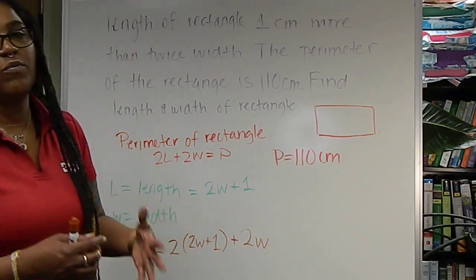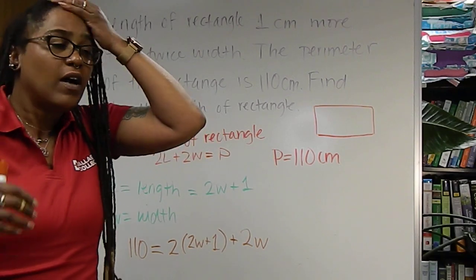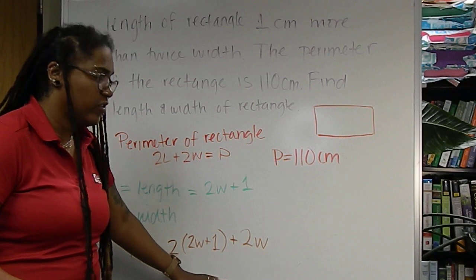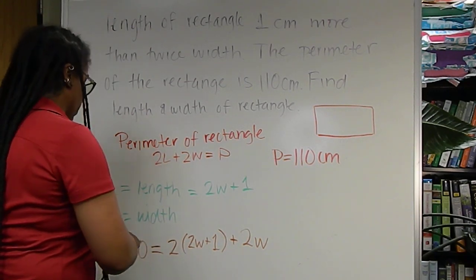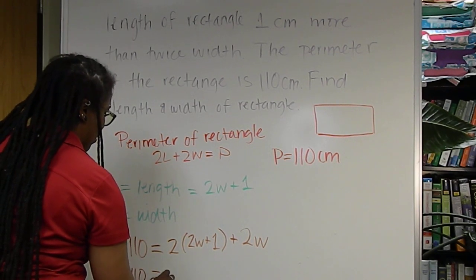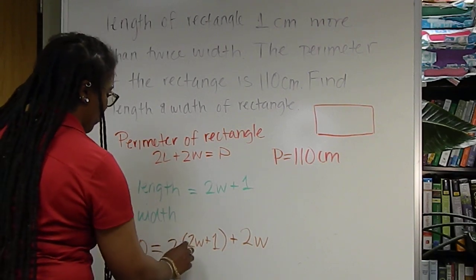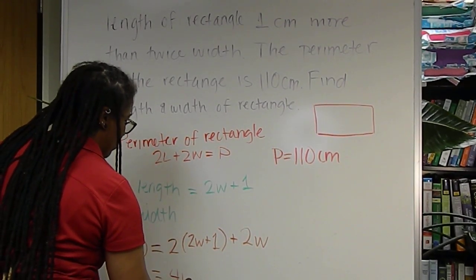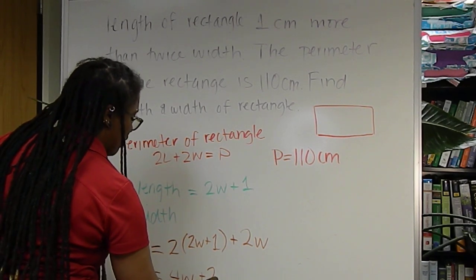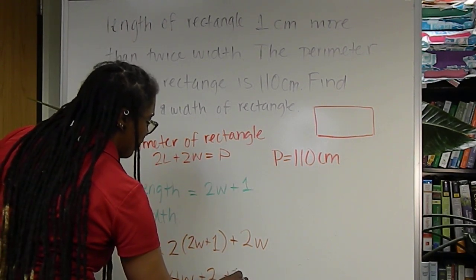Now remember, I tell you, math is just patterns, patterns, patterns. You do the same thing over and over. All you have to do is incorporate the rules for whatever you're working with. We're at this situation now where we have to distribute. So we bring everything down. And 2 times 2W, right? What's 2 times 2? They're both positive. And then 2 times 1. And then bring down what we have, right? Can't just leave things.